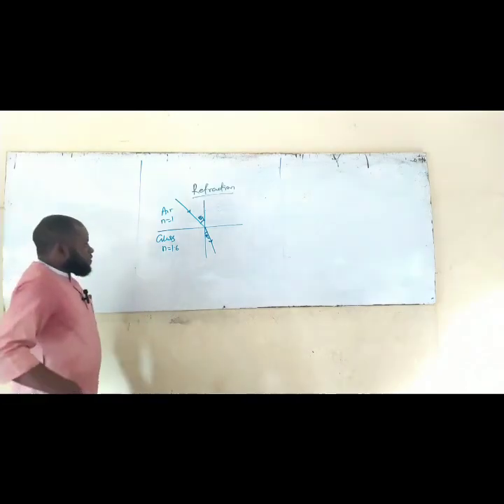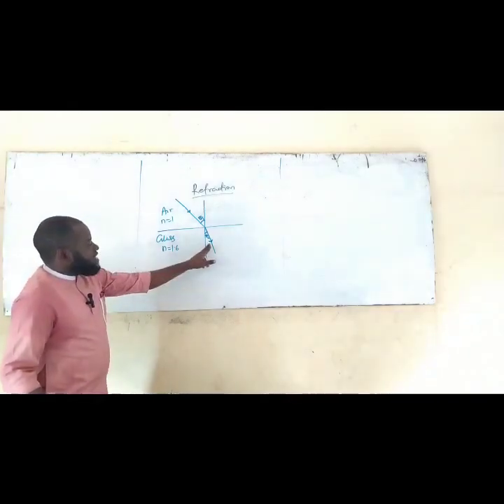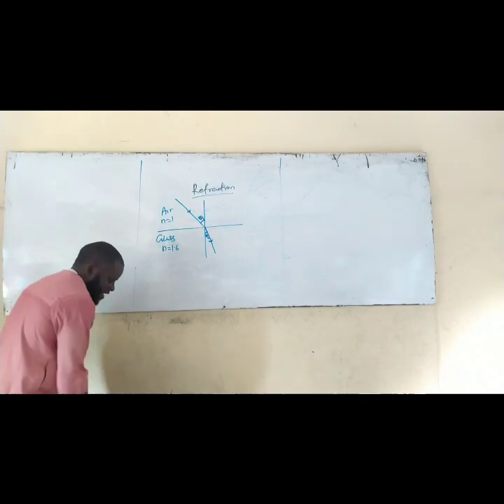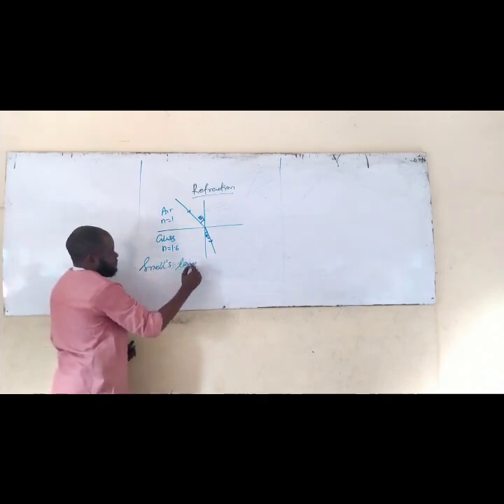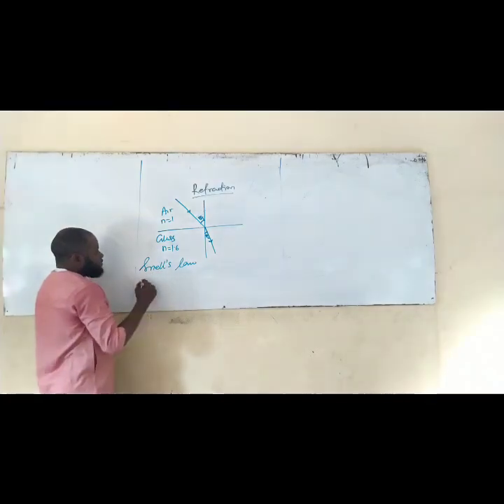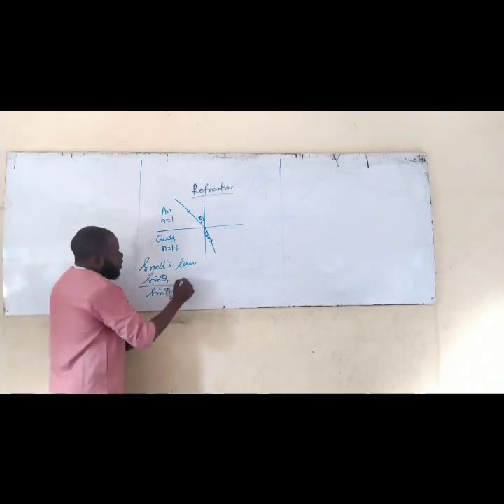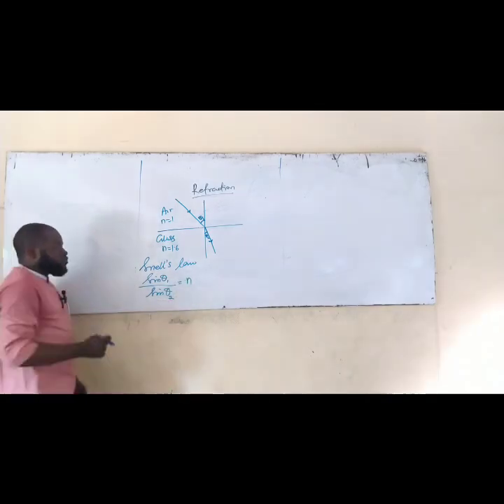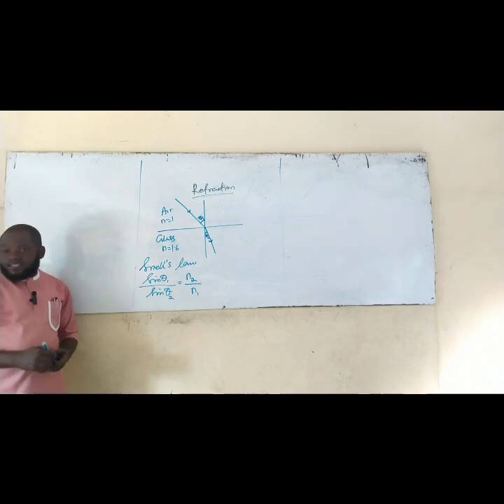Clear? Okay. Now let's take for instance that we know the angle of incidence, and we want to find the angle of refraction. How do we go about that? It's very simple. We go back to Snell's law again. Snell's law states that the sine of angle of incidence divided by the sine of angle of refraction is equal to the ratio of the refractive indices. It is equal to the ratio of the refractive index n2 over n1. Are you seeing this now?